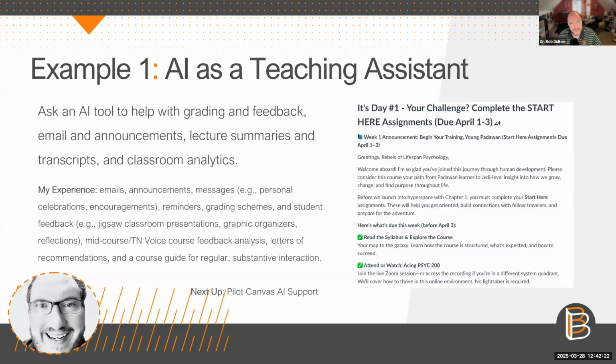What you'll see on the right-hand side is a sample of how AI helped me create some of the welcome documents, overview documents, instructions. So you can see, connected it to Star Wars, greetings, rebels of lifespan psychology, welcome aboard, a path from a Padawan learner. All this stuff was really helped by me being able to think with AI.